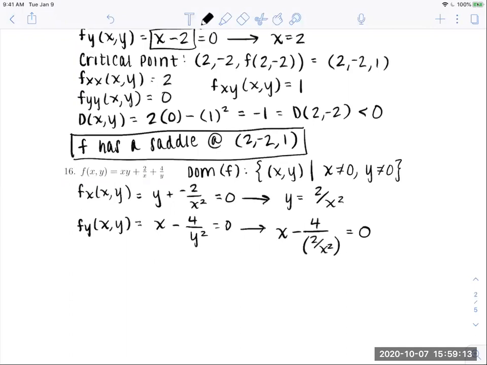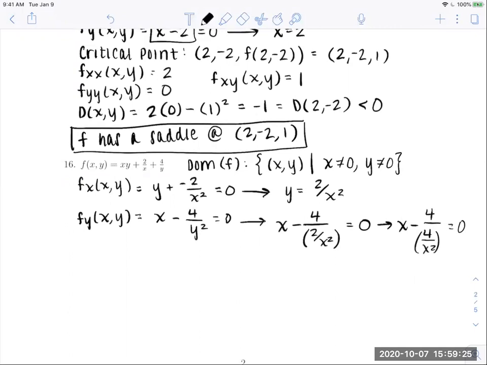And so what I have here is x minus 4 over x squared equals 0. And let's solve this. This is x minus 4x squared over 4 equals 0. Certainly I can cancel the 4's out, and I can factor an x out, leaving me with 1 minus x equals 0. So when I solve, I get two values for x, either x equals 0 or x equals 1.